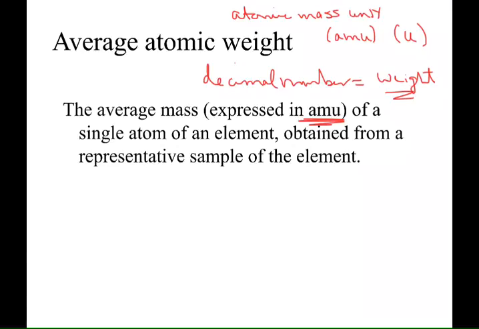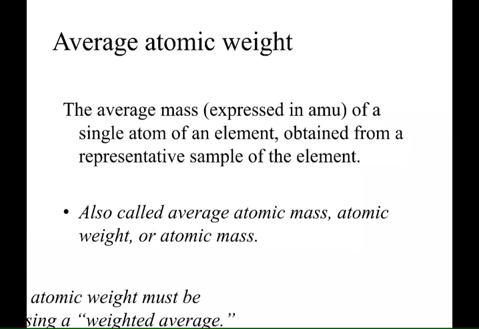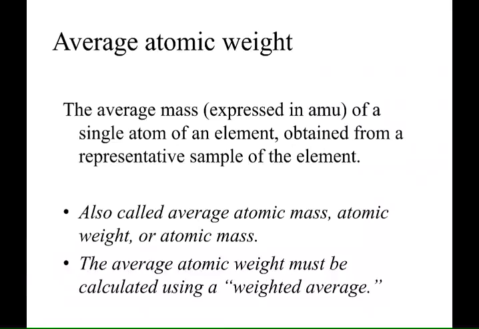So that decimal number is pretty awesome. It gives how much an atom weighs, and we'll be talking more about this. It's an average weight, a weighted average of what an atom of that type of element would weigh. That average weight is sometimes called average atomic mass, atomic weight, or atomic mass. They all mean the same thing: the decimal number in the box on the periodic table.